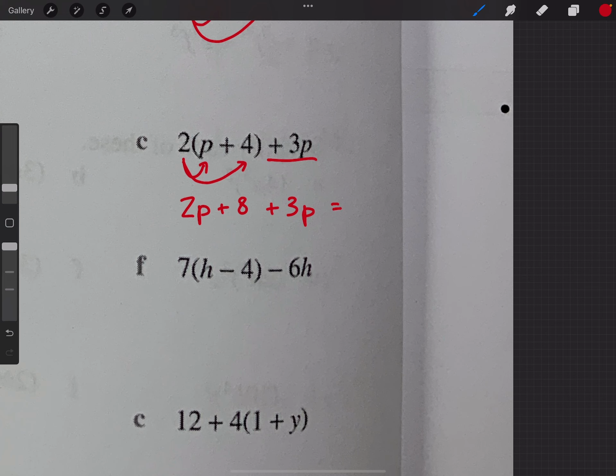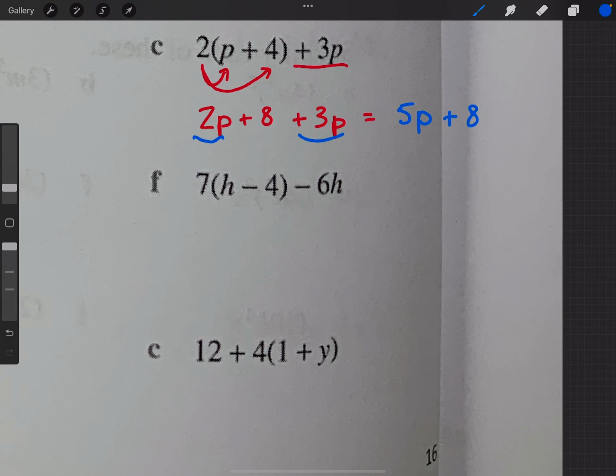And now we have to simplify, we have to collect the like terms. We can only add the like terms, okay? So that means I can add this one and this one, but not the 8. So what that comes to is 5p plus 8. Leave the 8 in there. You can't add them. They're not like terms. So don't try and add those numbers and say, oh, the answer is going to be 13p. It's not right, okay? So that's the answer there. You have to leave it like this.